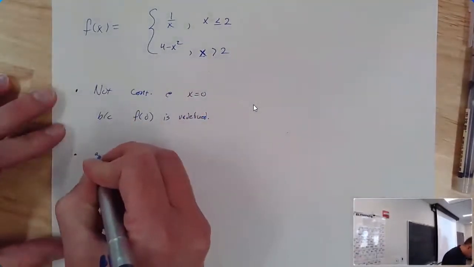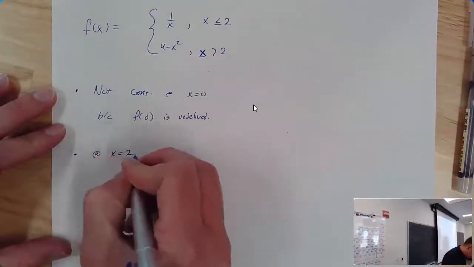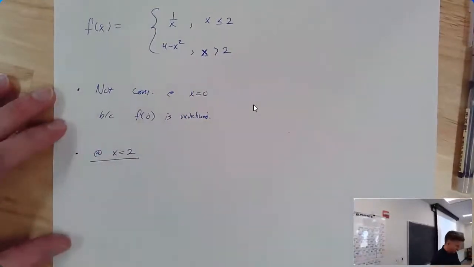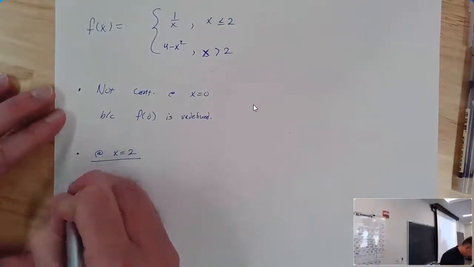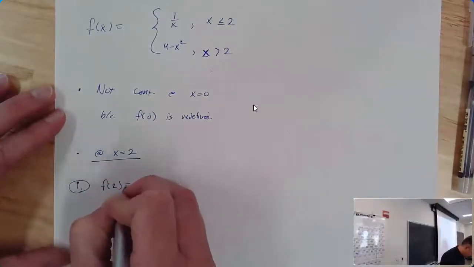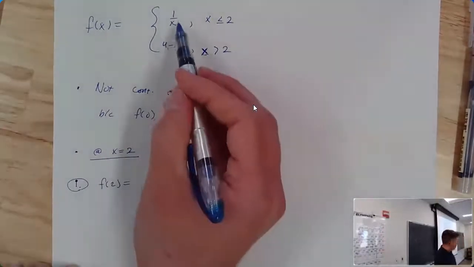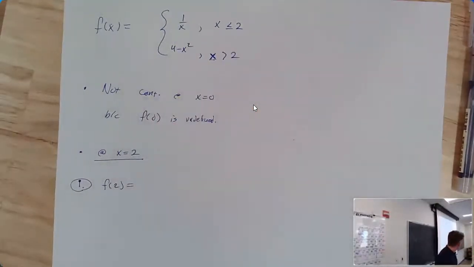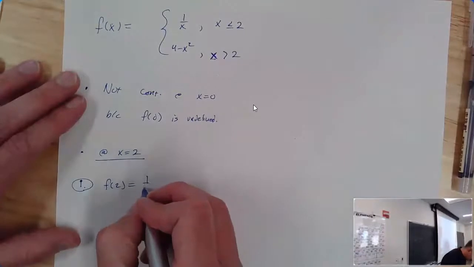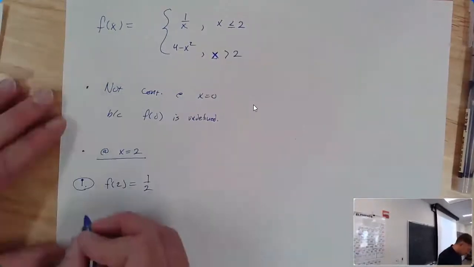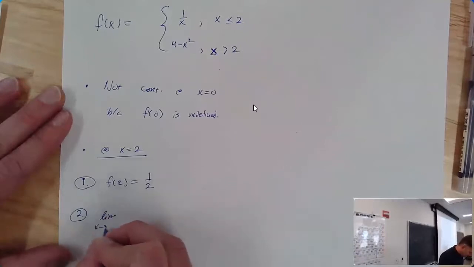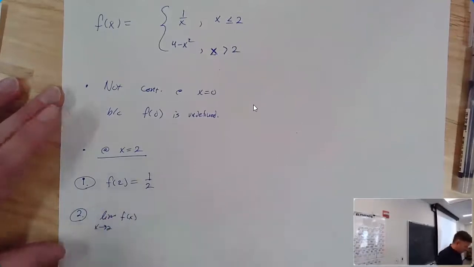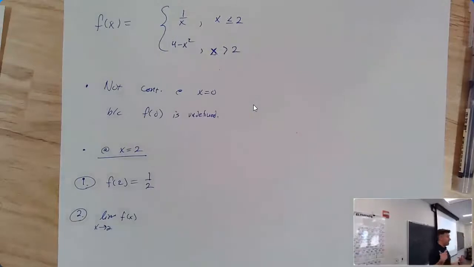So at x equal to 2, what's going on? Well, does f of 2 exist? If I want to find f of 2, am I plugging it into the top piece or the bottom piece? Top. Okay, so f of 2 is 1/2. Great. Now the limit. For the limit as x approaches 2 of f of x, I am going to have to look at a left and right hand limit because it's defined to be a different thing on the left and the right hand side of 2.